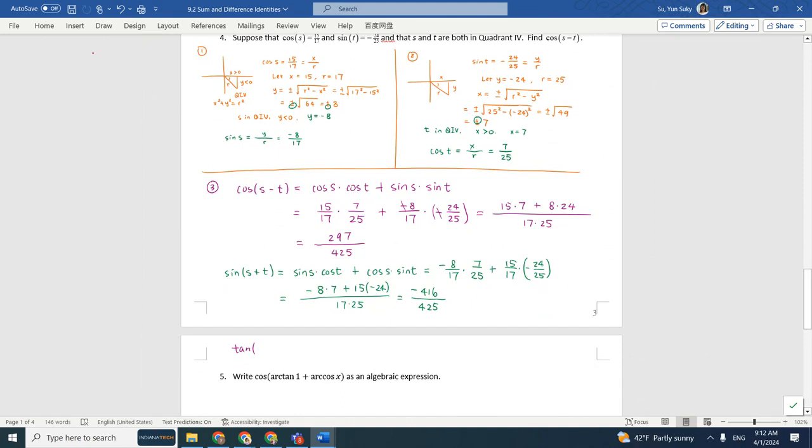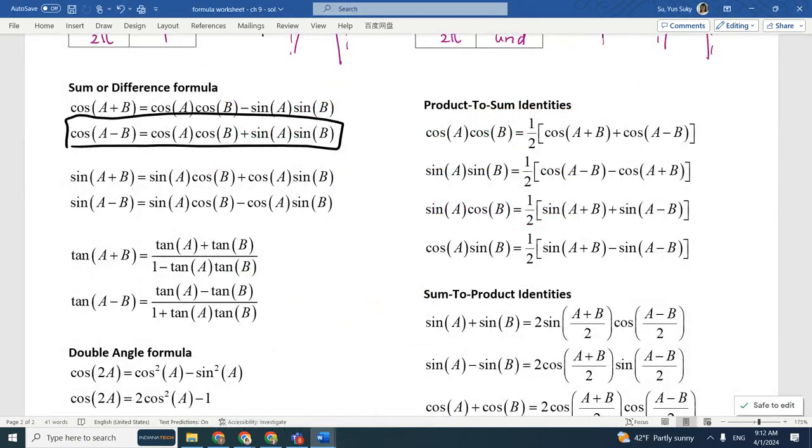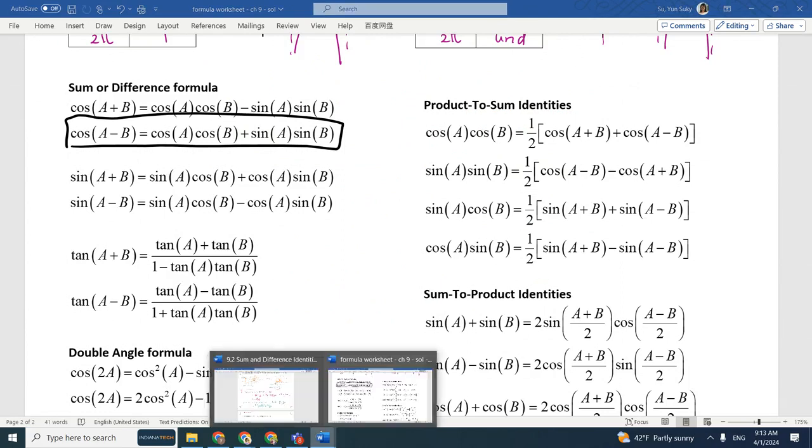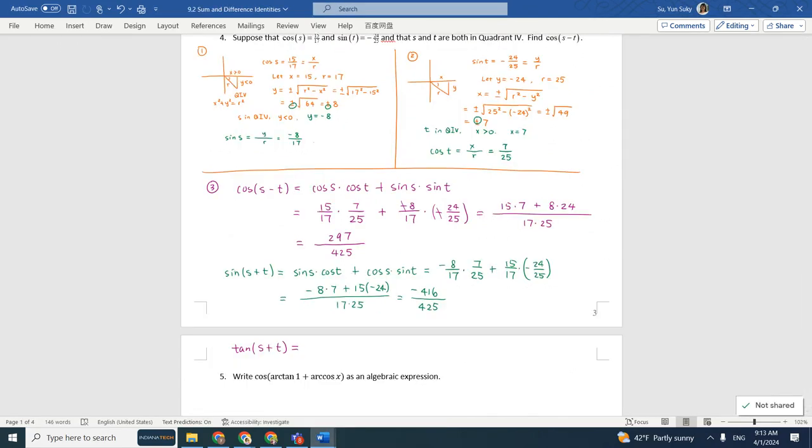So here, what's tangent s plus t? If I ask you what is tangent s plus t, then you want to use this formula, right, everybody? The tangent of A plus B. What do you need? You need to know what is tangent A, and you also need to know what is tangent B, right, everybody? But do we know tangent A and tangent B? We don't know it yet. So let's find it out.